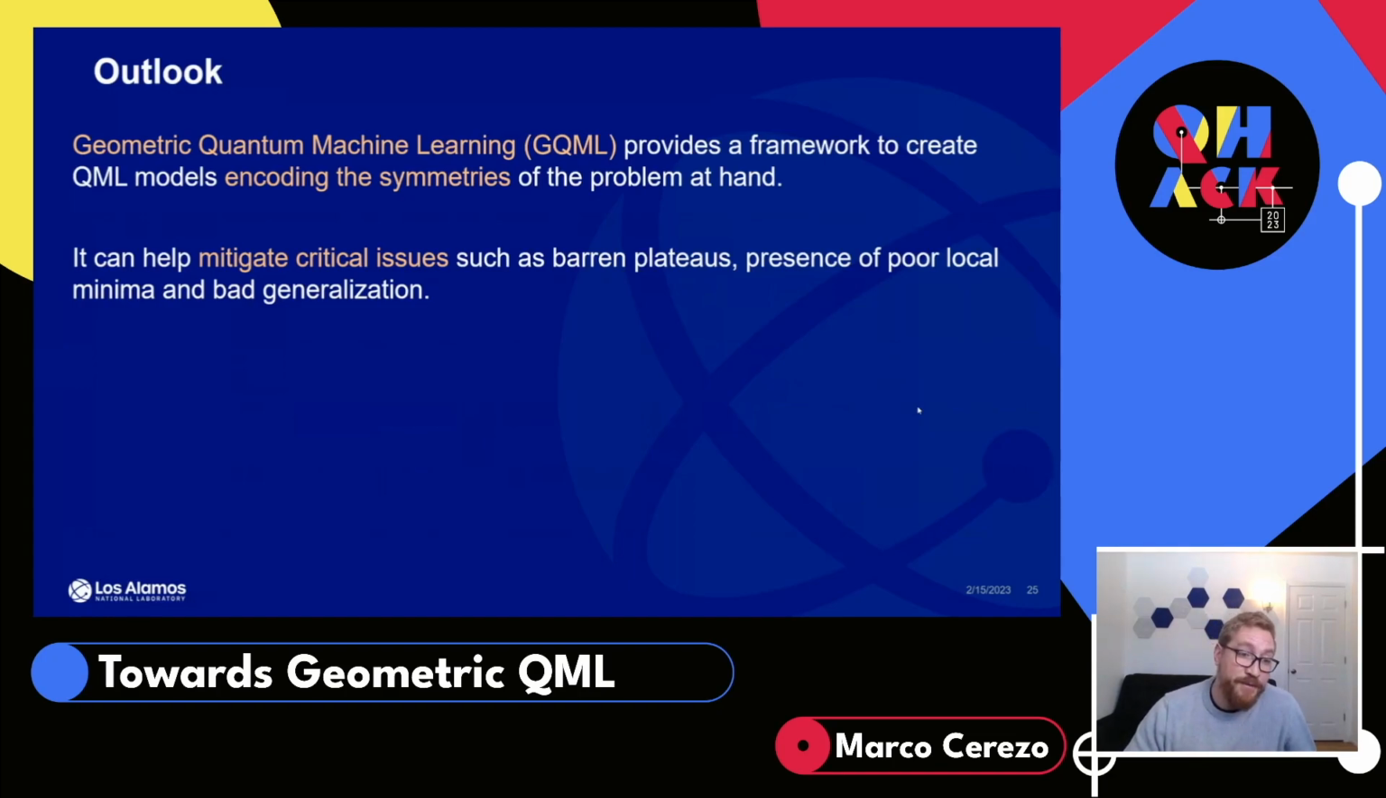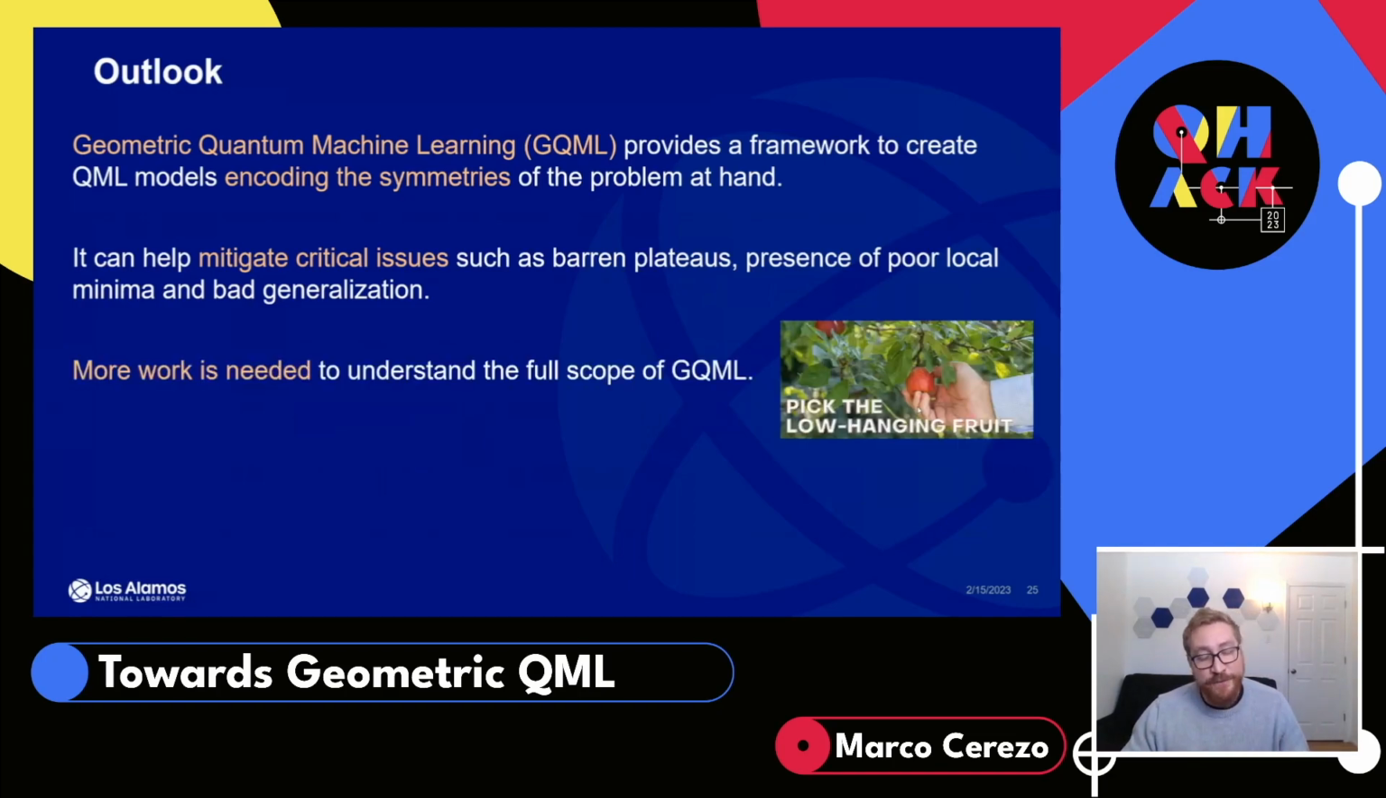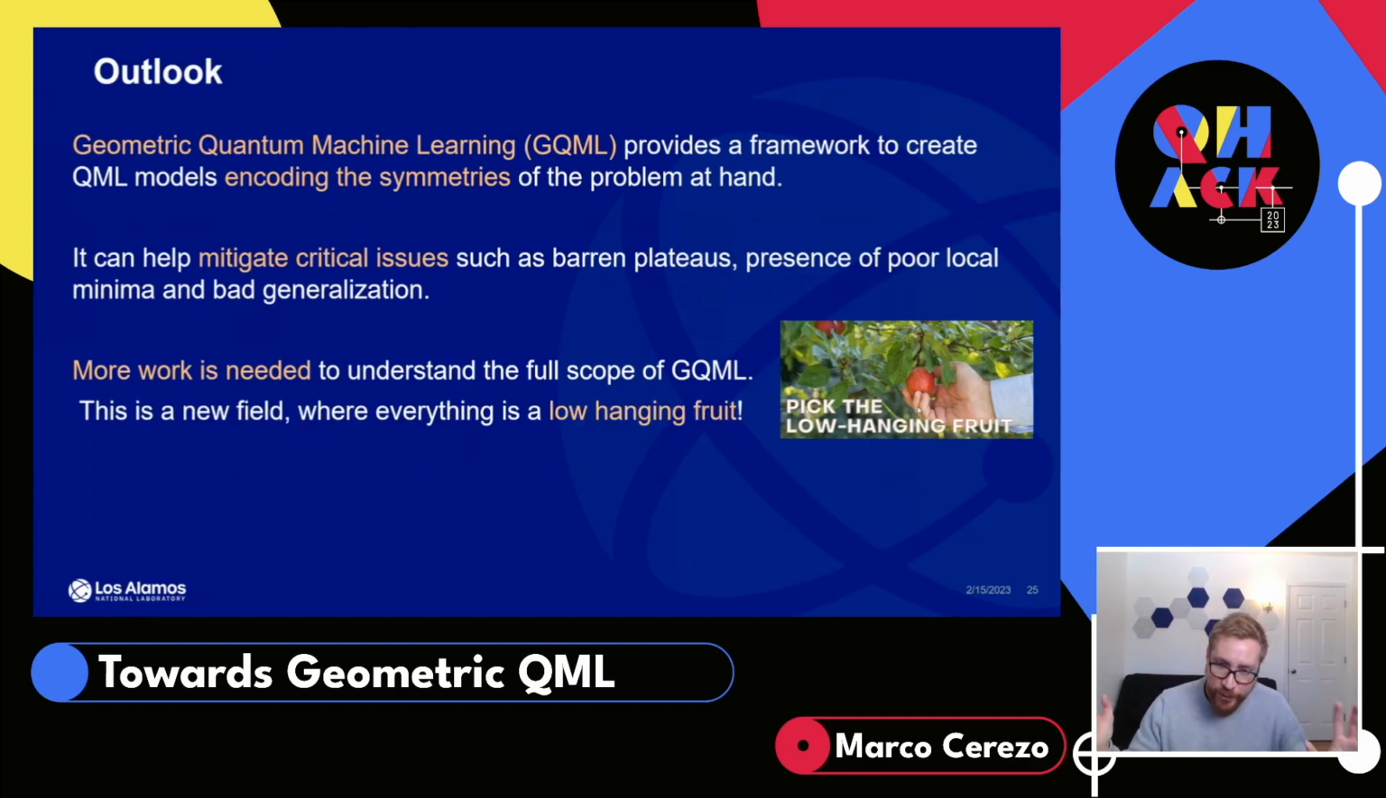And for the young people of the audience, this is such a young field. Everything is an open question. There's so many low-hanging fruit in geometric quantum machine learning. And I like plowing and picking the low-hanging fruits, and I know that people do too. So this is something that I encourage young people to get into, because everything is an open question. How does this work? What is the limitation? Where can we apply this?